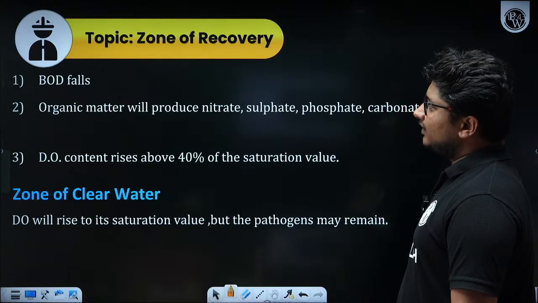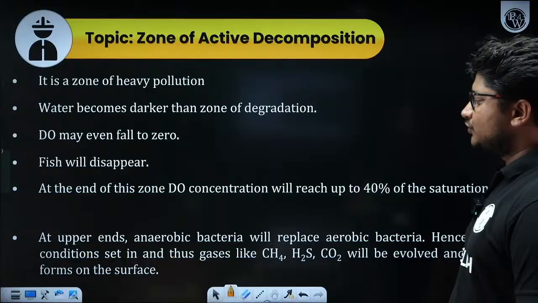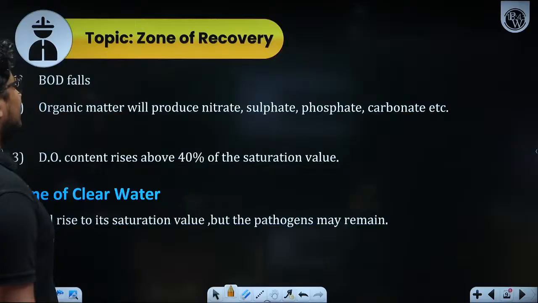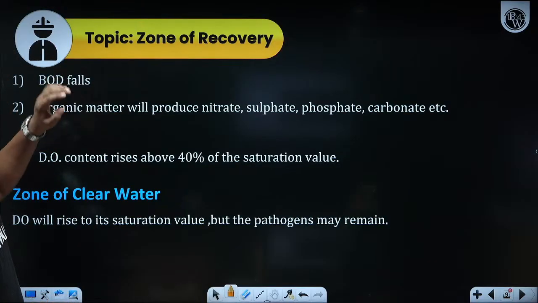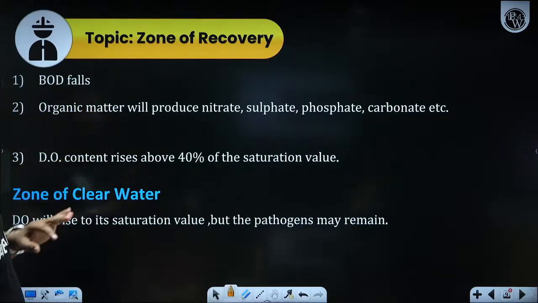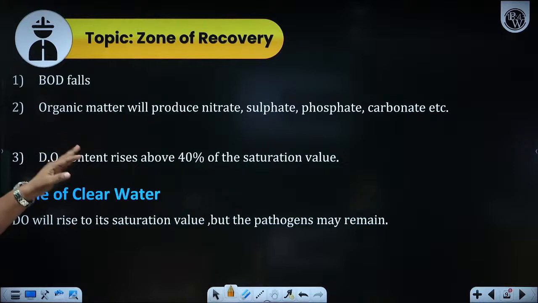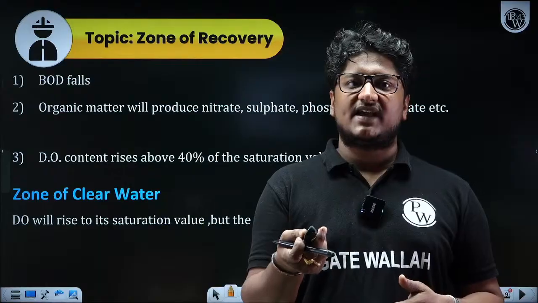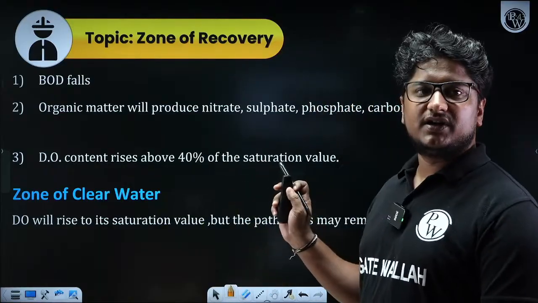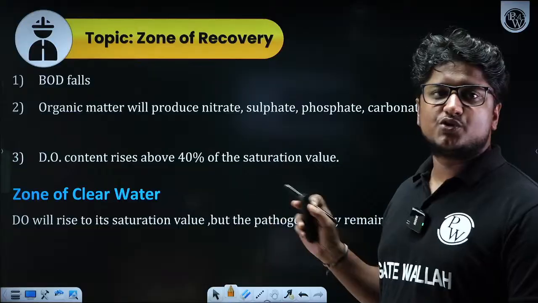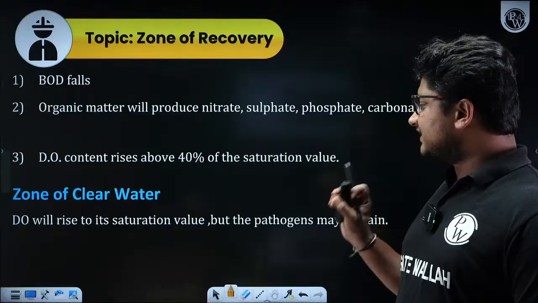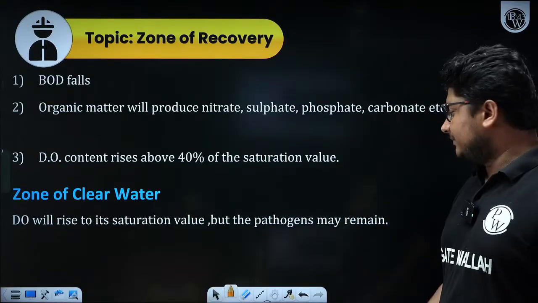Now the third zone is what we call the zone of recovery. In the zone of recovery, what happens? Your BOD value will fall, it will decrease. Organic matter will produce nitrate, sulfate, phosphate and carbonates. DO content rises above 40% of the saturation, that means your oxygen content is now rising because the degradation is over. Then the fourth zone will come, that is the zone of clear water. In this zone, the DO will rise to its saturation value, but pathogens may remain.